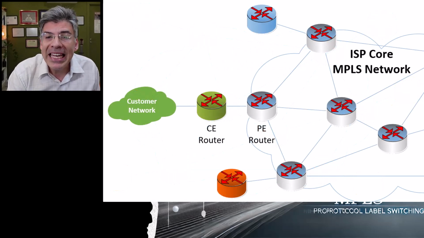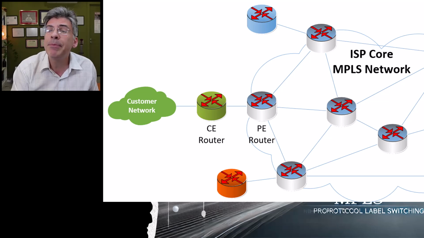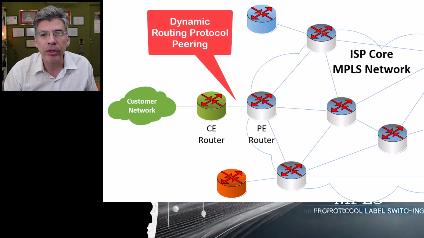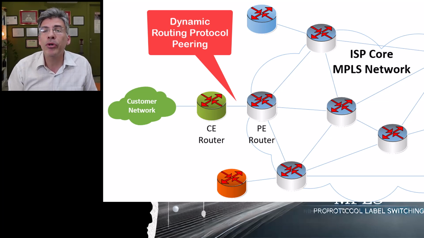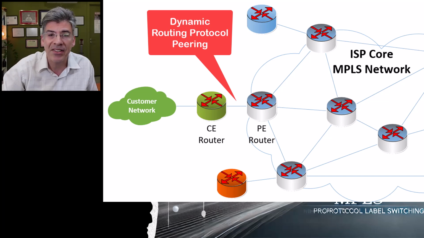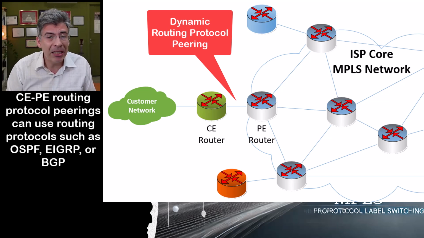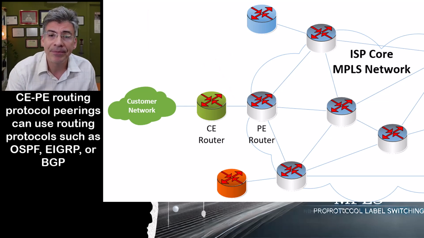Now, the PE and CE devices will typically be configured as routing peers using some dynamic routing protocol. The CE router will inform the PE router of all of its own routes within the customer network using either EIGRP or OSPF or BGP or even static routing, although that's not typically recommended, but it can be done.